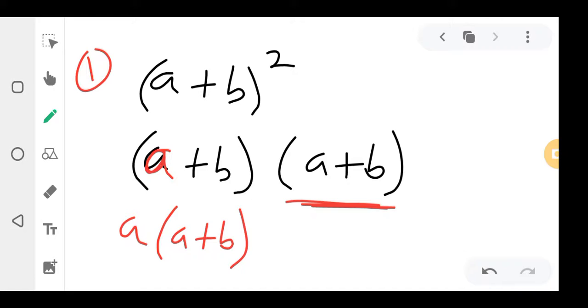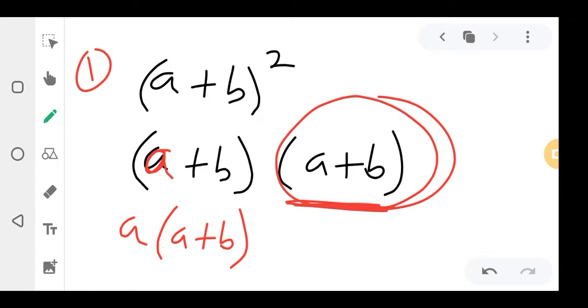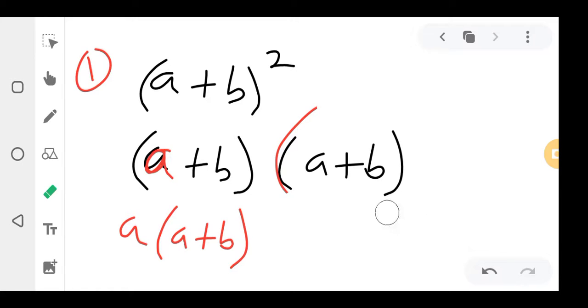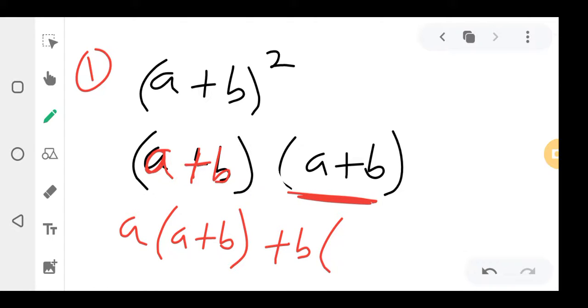Have you seen what I've done? I picked the first letter, I multiplied with everything here. I brought that thing there. So I multiply the first letter times everything there. Again, I pick plus b, this one. I put it here, plus b, open bracket. Again, I multiply this plus b by everything here.